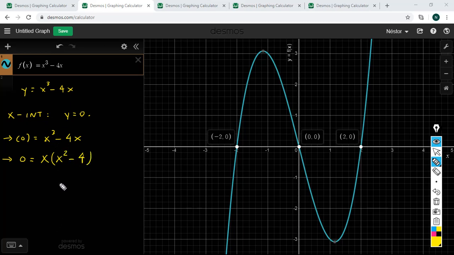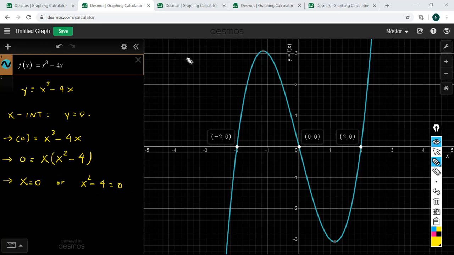Can you see what I did? I factored an x. They have an x as a common factor. These two terms have x as a common factor, and I just factorized in this way. Then, since I have a multiplication of x times this binomial, and that multiplication is equal to 0, that means that either x equals 0 or x squared minus 4 equals 0. Okay, that is a very simple algebraic property to understand.